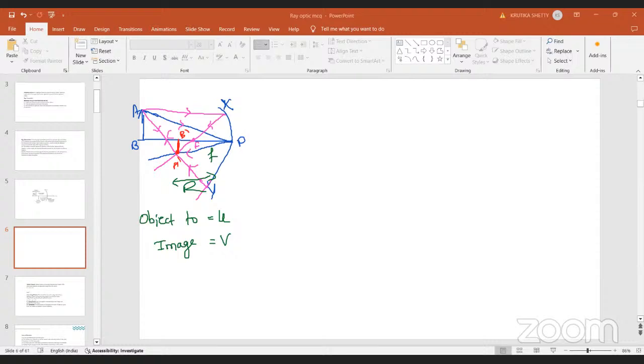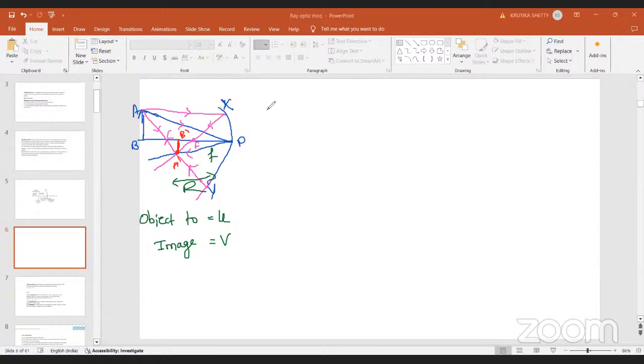Okay, so now, XY is the concave mirror, AB is the object, A dash B dash is the image. There we have AM as the incident ray, AP is also the incident ray. Then AN is also the incident ray. So from the similar triangle properties, if I consider the triangles ABP and A dash B dash P.